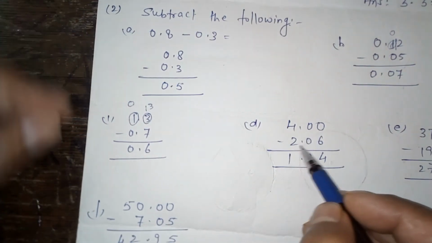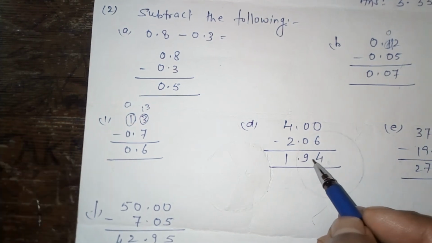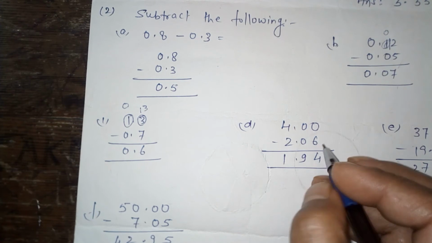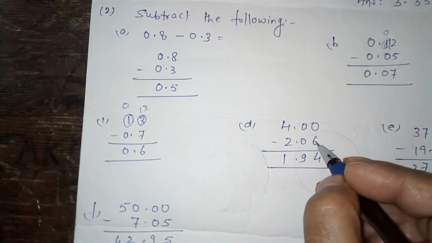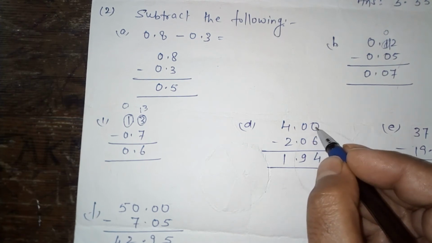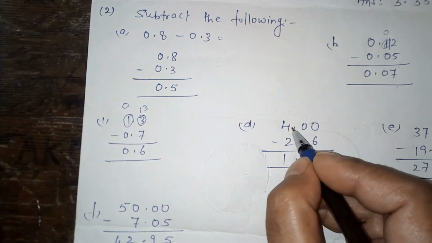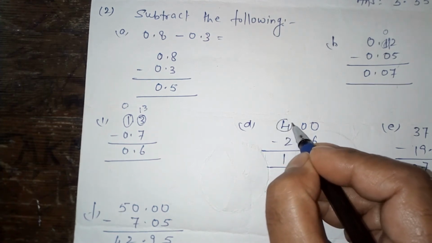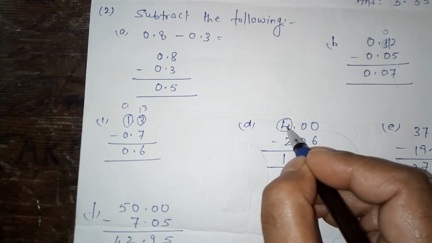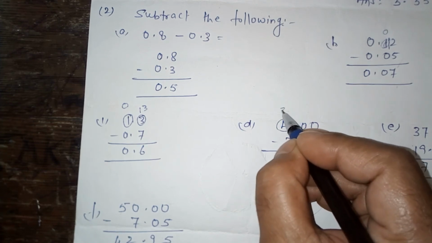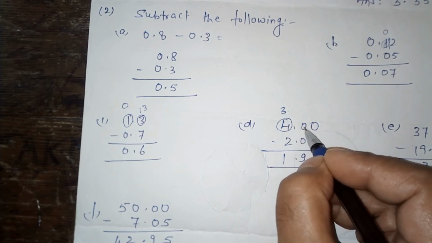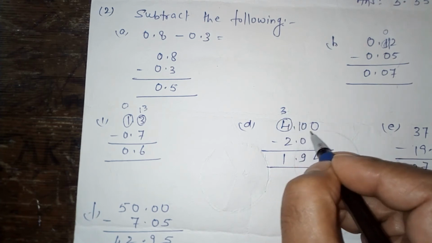4.00 minus 2.06. What will you do? We will apply the same procedure. You know very well we cannot subtract 6 from 0. So what will you do? We borrow one from 4. When we borrow one from 4, then 4 is converted to 3, and this 0 is converted to 10.